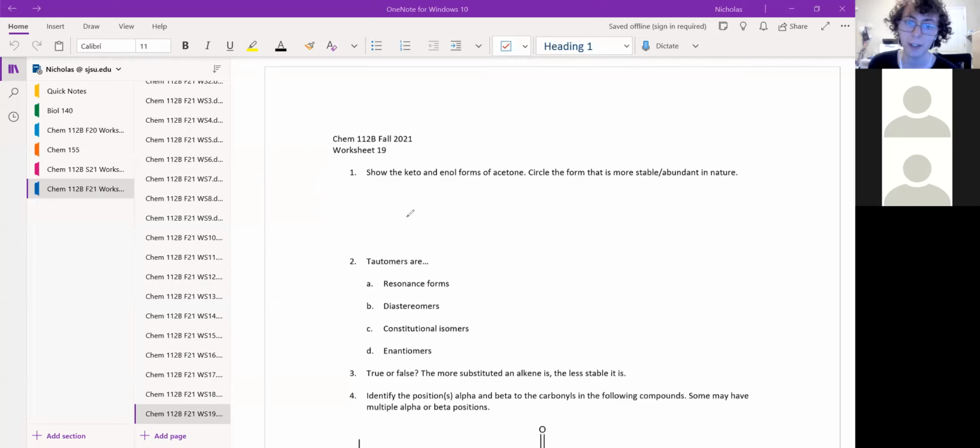Right. So, basic idea, just going over what a keto and an enol form is, and we're looking at acetone here. I'll start with the keto form, and this is acetone. It's propanone, but acetone is a common name for it. Can anybody either draw or describe the enol form of this structure?